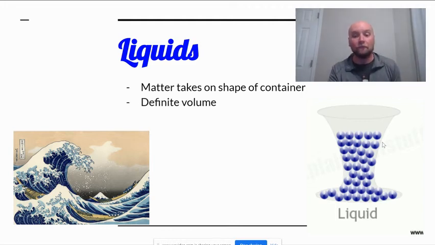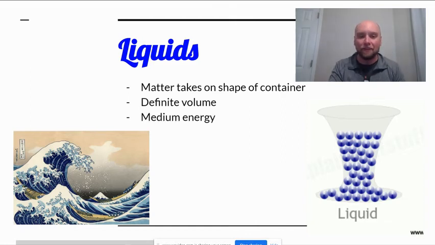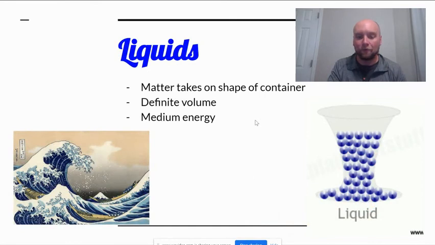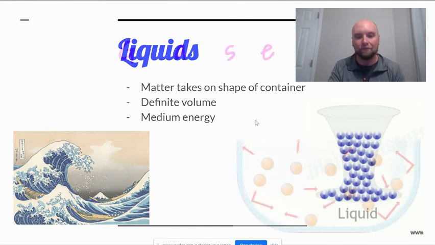It still has a definite volume, so it's going to still take up the same amount of space. So that 2 liters of Mountain Dew is still going to take up 2 liters, whether it's in a bottle or whether it's spread out across the floor. And it has a medium energy. Like with solids, I want you to underline this medium energy part because that's really important to understand for this unit. Sorry, go ahead and write that down. Press pause, write it down. When you're ready, we're going to move on to the last one.